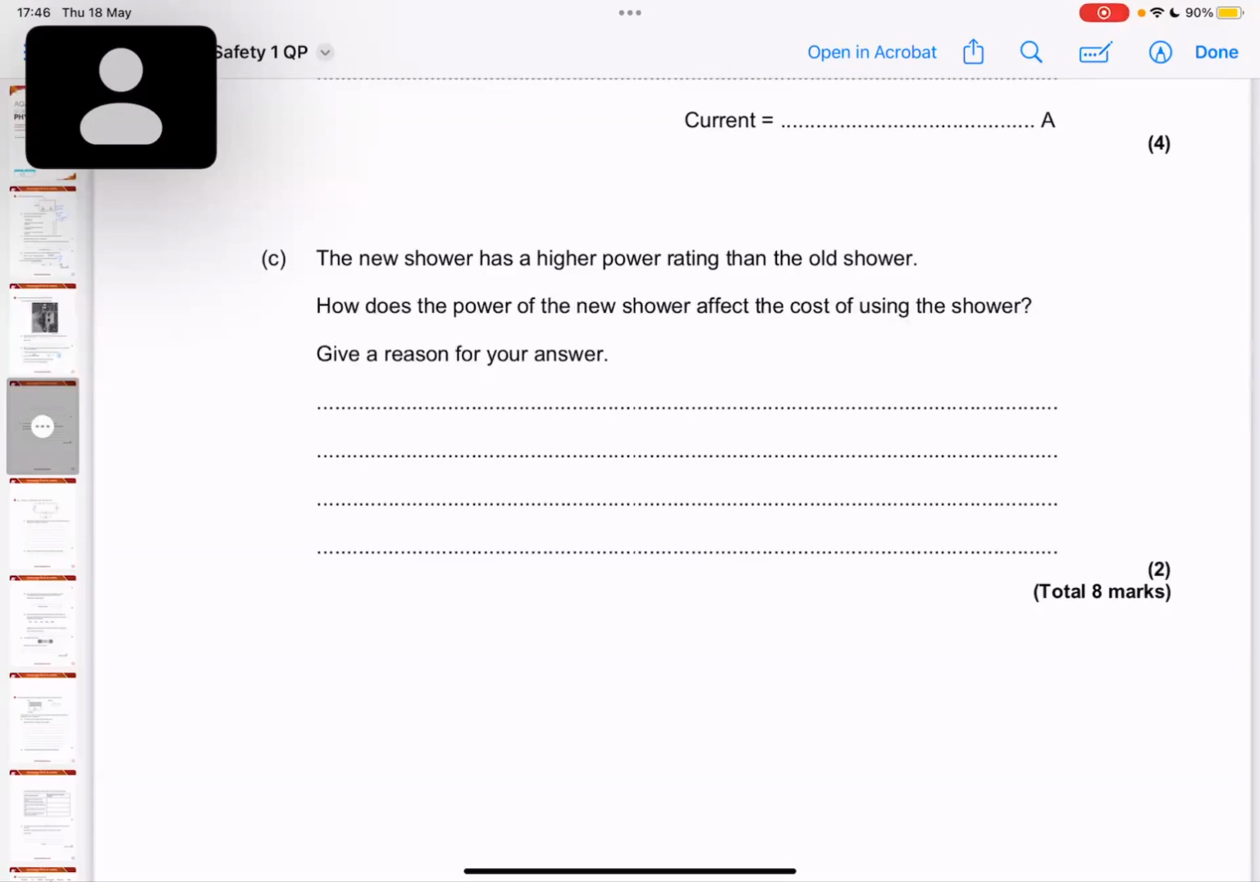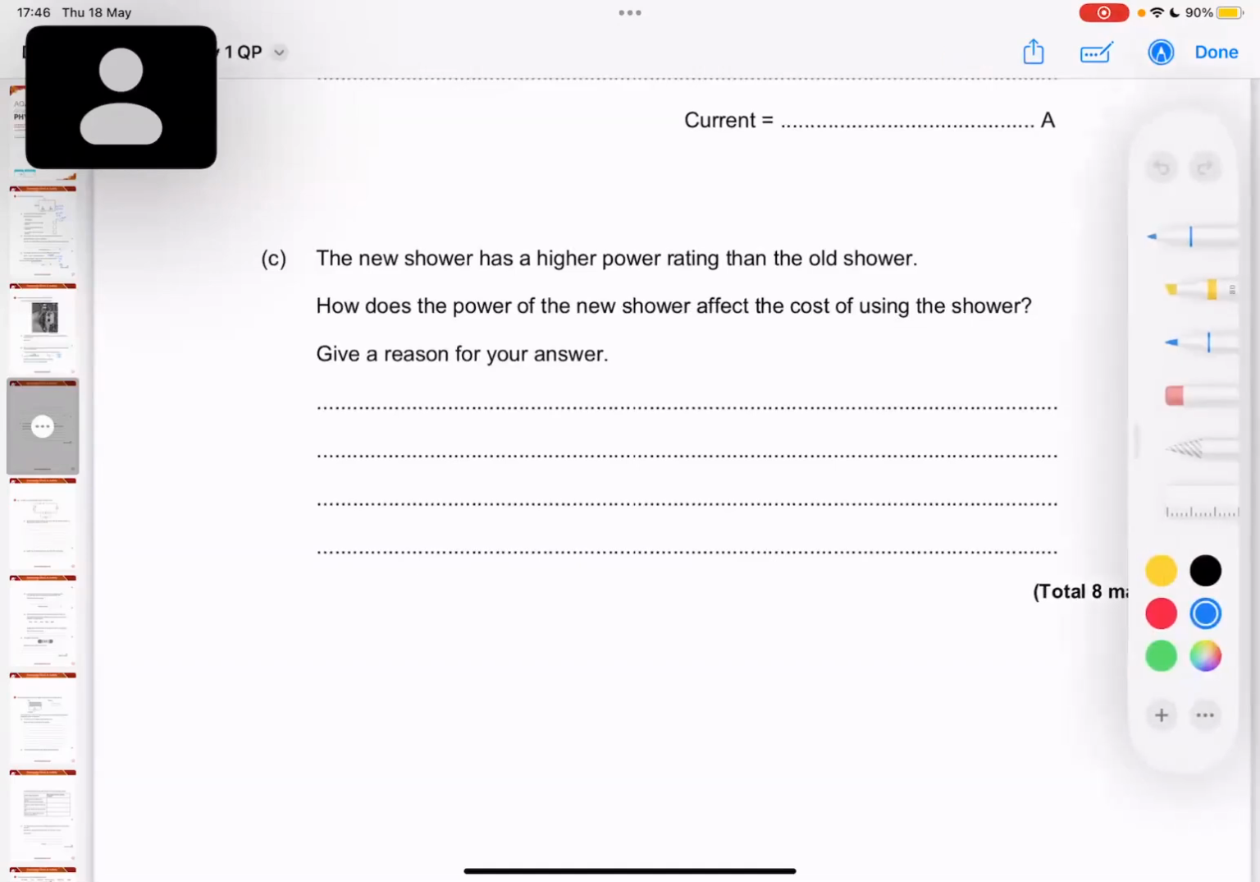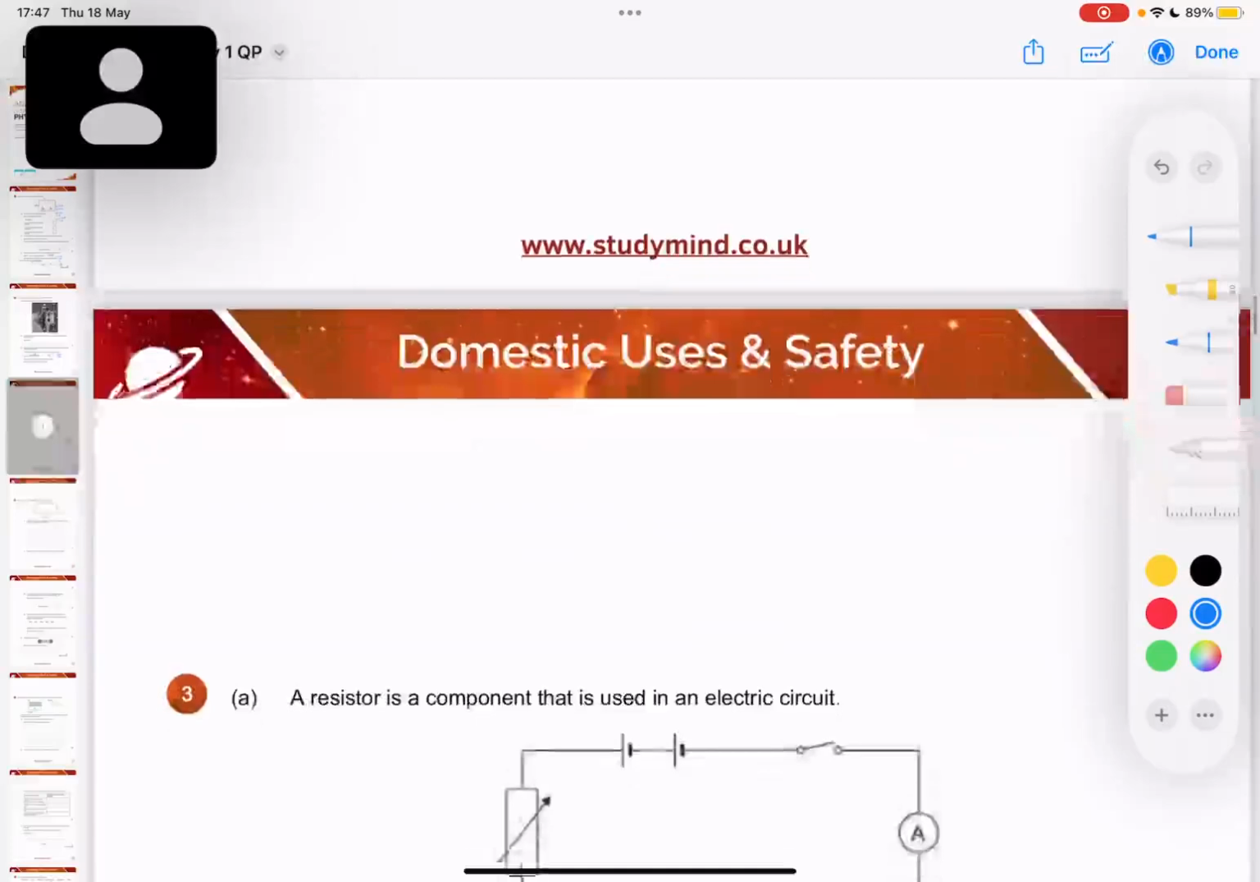Perfect. Exactly right. So just remember the equation for power. So power is energy over time. Yeah, rate of change of energy is power. So if it has a higher power rating, it's essentially using more energy over the same given time. So it's going to be more expensive. So those are your 2 marks. So more expensive is 1, so it's going to cost more. Why it's going to cost more is because it's using a higher energy over the same time. Okay, well done.